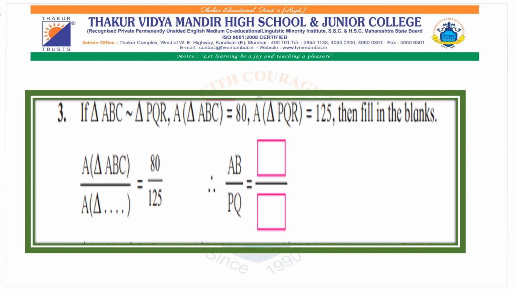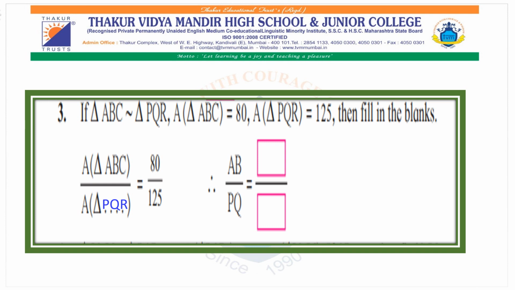We have area of triangle ABC upon area of triangle dash. So there will be your triangle PQR, the second triangle, which we already know is 80 upon 125, and they have asked you to find what will be AB upon PQ. Now see, area of triangle ABC upon area of triangle PQR will be actually equals to AB square upon PQ square. That means AB square upon PQ square is equals to 80 upon 125.